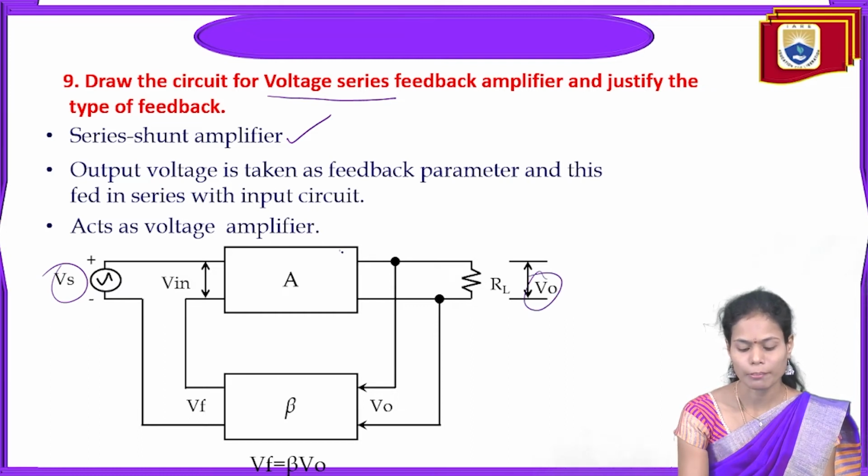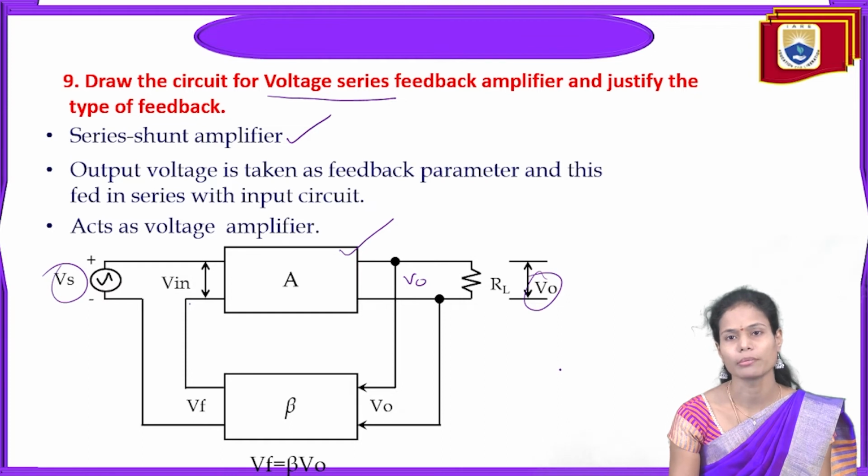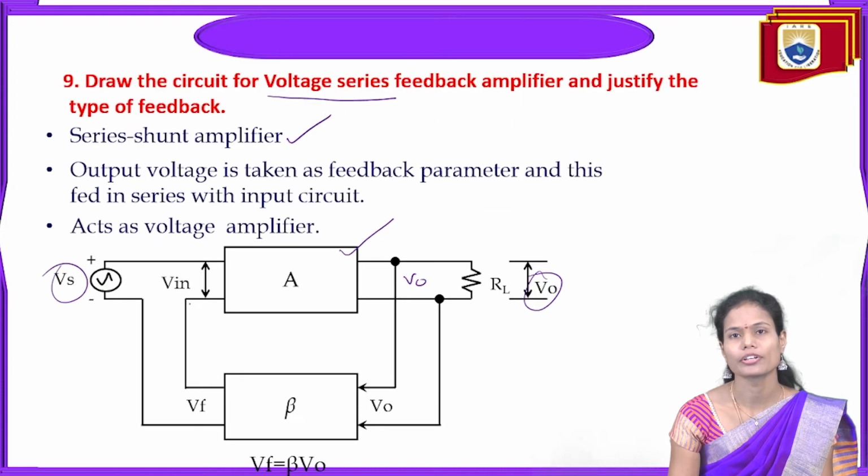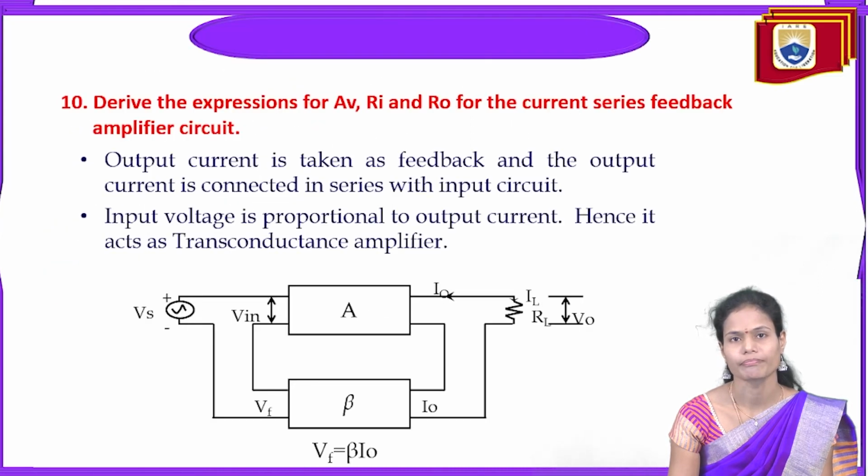Okay. So here amplifier input is Vin. So the output is V0. So that signal we are applying here, we are getting the Vf feedback signal. So this is the h parameter equivalent circuit of the voltage series amplifier. So we have to analyze this particular circuit in order to justify the type of feedback.